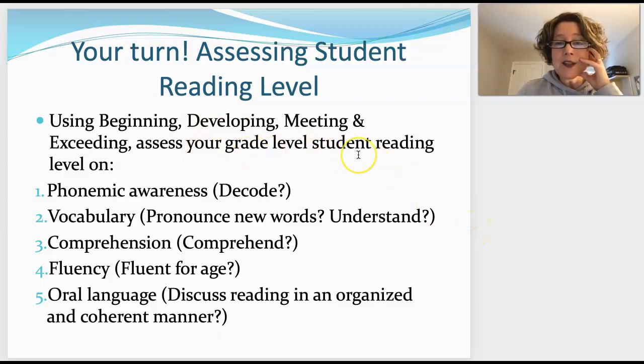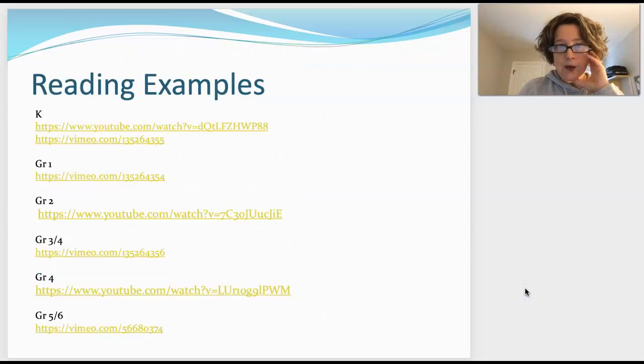I want you to assess grade level student reading level on. I want you to think about phonemic awareness, vocab. Can they pronounce new words? Can they understand? Can they comprehend? Are they fluent in oral language? Can they discuss reading in an organized and coherent manner? Okay, so I want you to think about these things as you are listening to these reading examples.